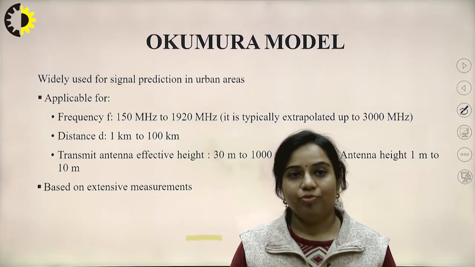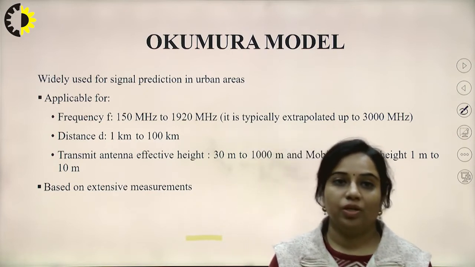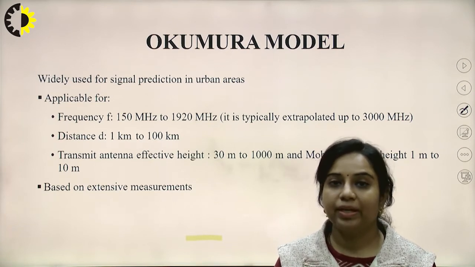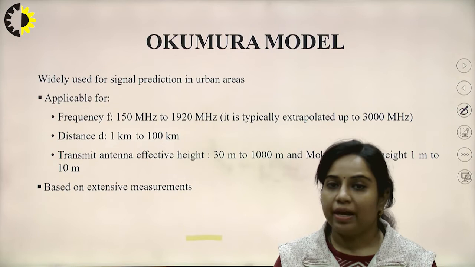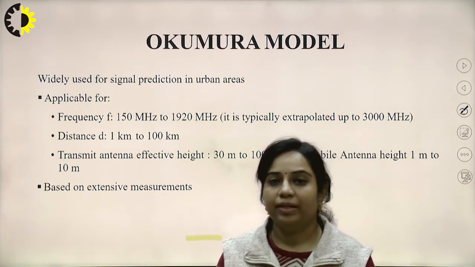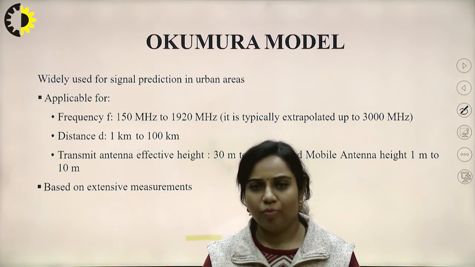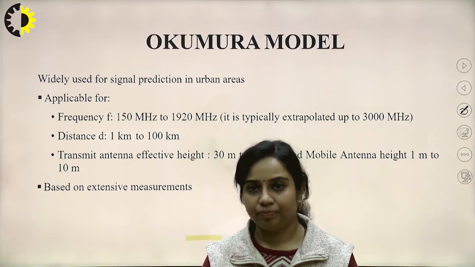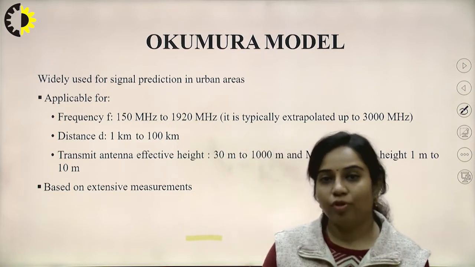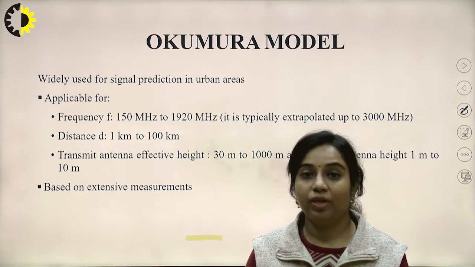Now, next we will move to the Okumura model. Widely it is used for signal prediction in urban areas. There are three different areas that are considered for this Okumura model, that is open areas, suburban areas and urban areas. As you know, these three areas are dependent on the population. In case of open area, the population is very small. Suburban areas have a population between open area and urban area, and the densely populated area is the urban area. So, for these three different area compositions, we have different types of equations.